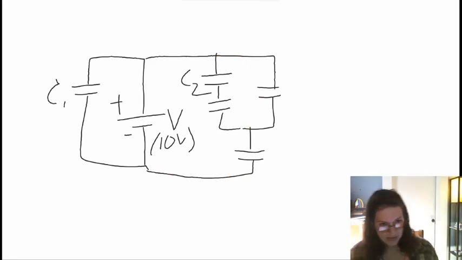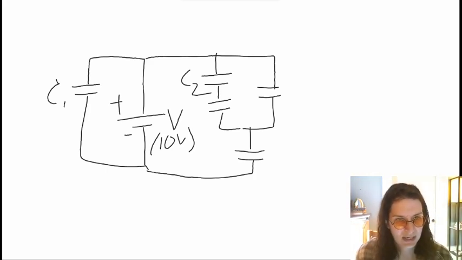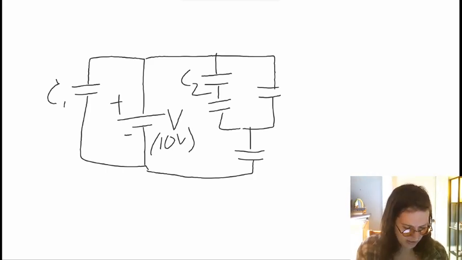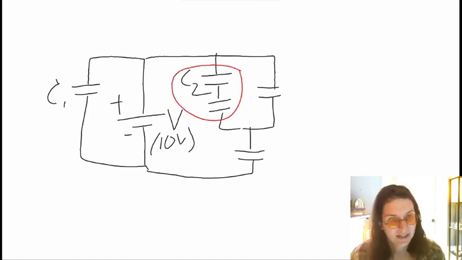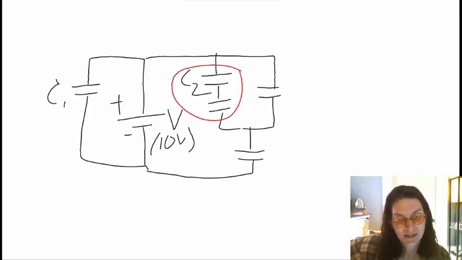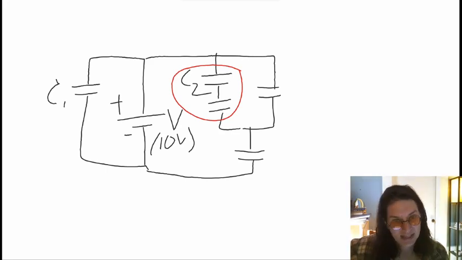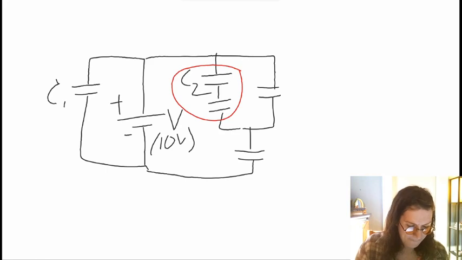And as we work through this circuit, we want to start with anything that is directly connected together. So for instance, I start right here. I see that I have these two capacitors that are connected by one plate. That means that they are in series automatically. So I go ahead and sum them together.